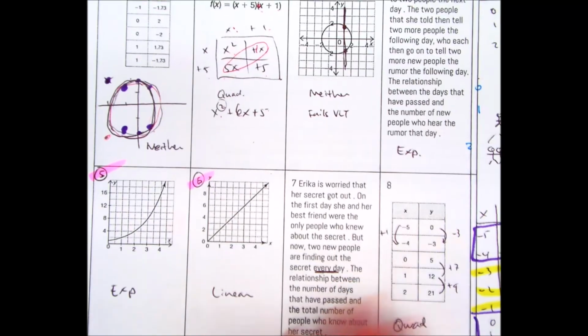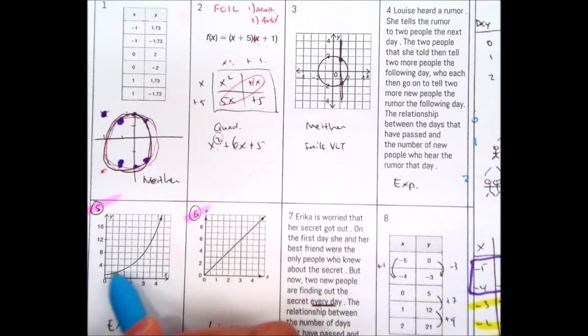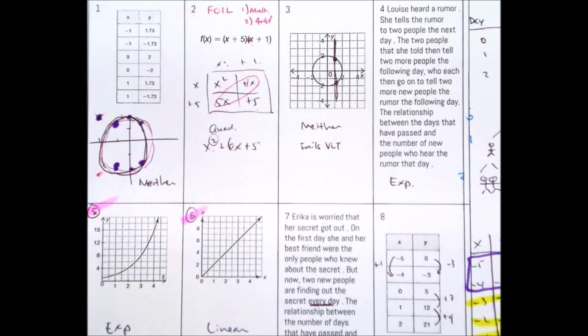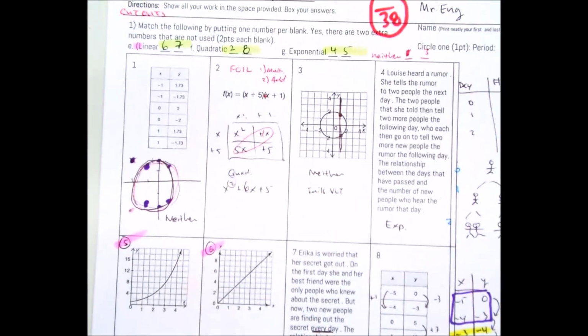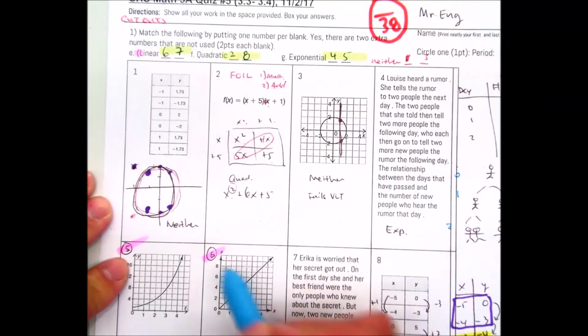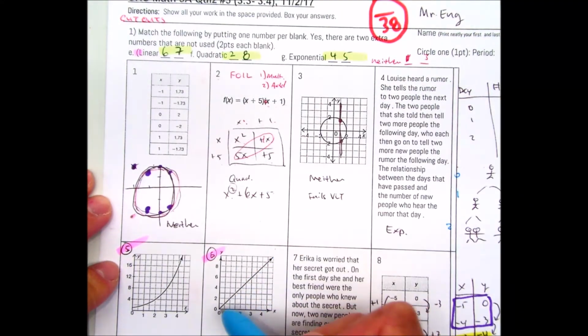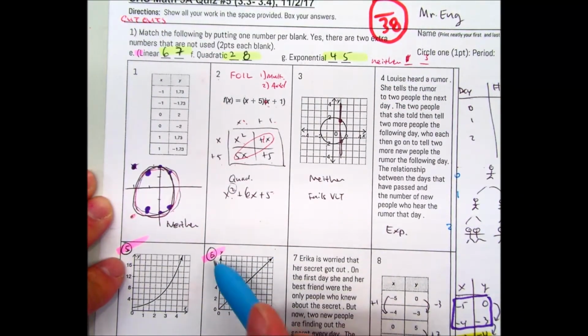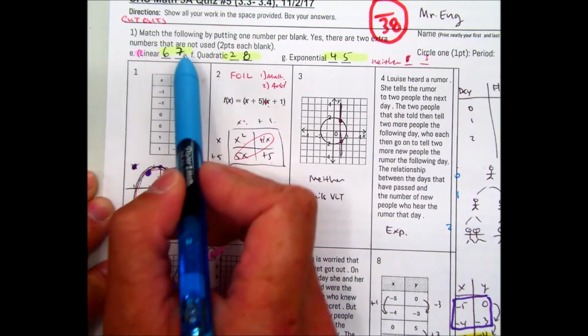Question number 5, if I look at this graph, it's smooth, it increases or decreases very quickly. That's exponential, so that would be a 5 there. Number 6, you have a line, which they call linear, so that would be number 6 goes there.